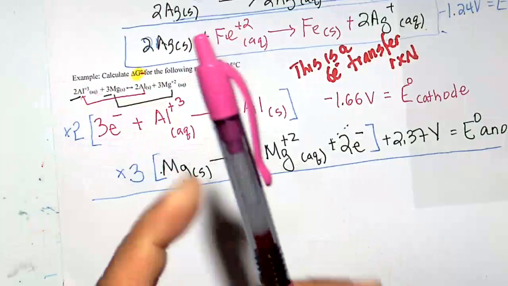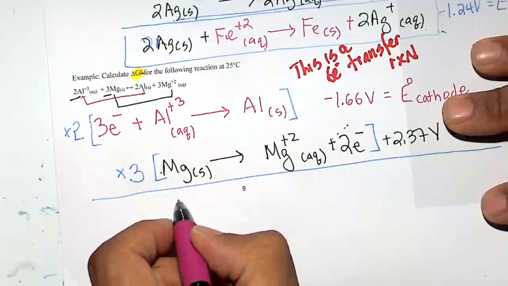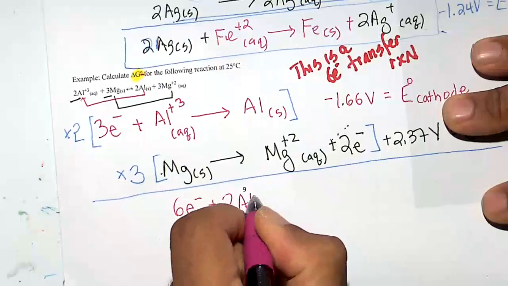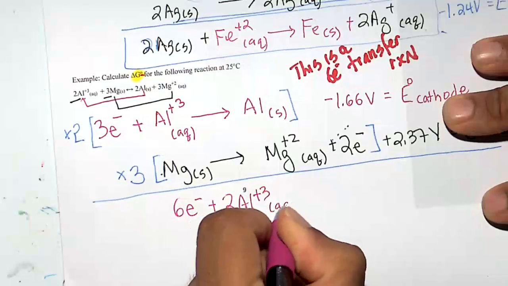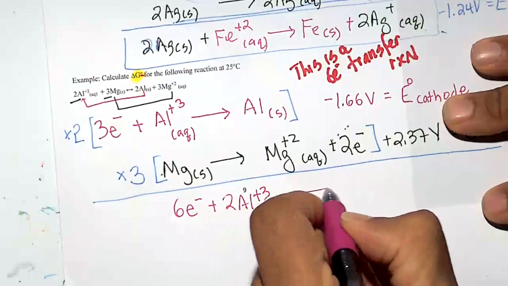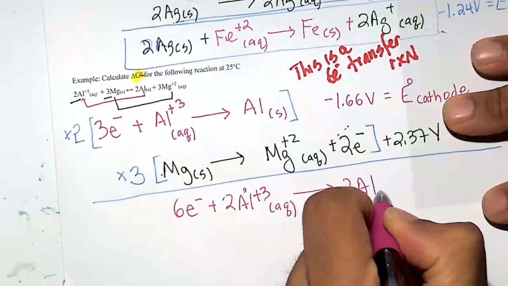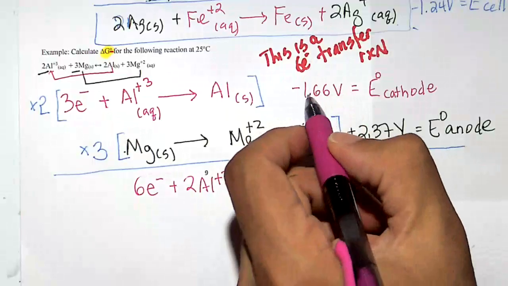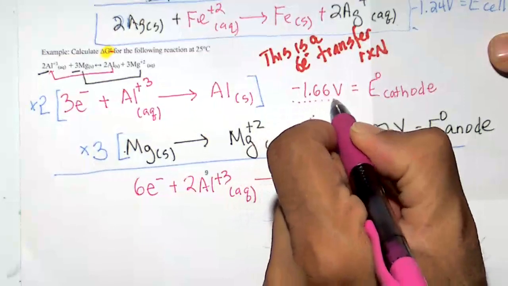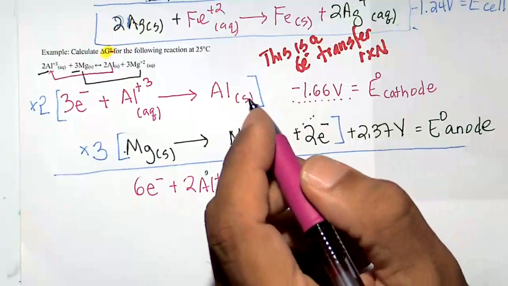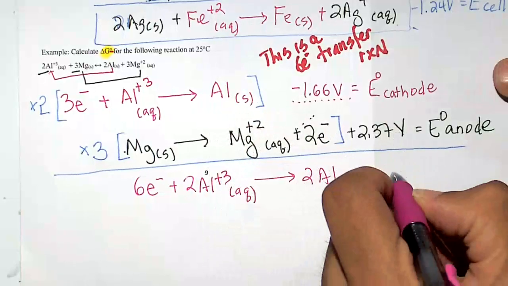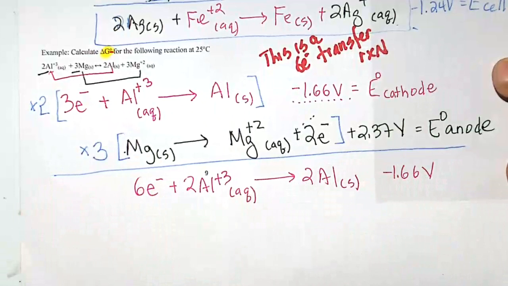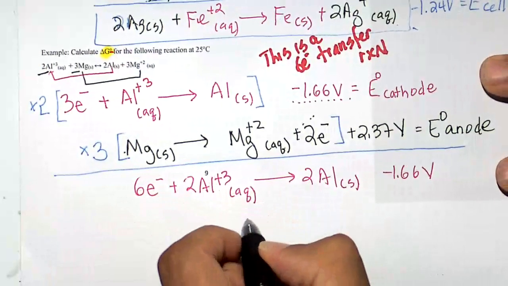So let's go ahead and multiply the top part by 2. When we do that, we have 6e minus plus 2Al3+ goes to 2Al. All right, question for you guys. If I multiply this by 2, what happens to this number? Very good. It stays the same. Excellent. And we'll multiply the bottom number by 3.